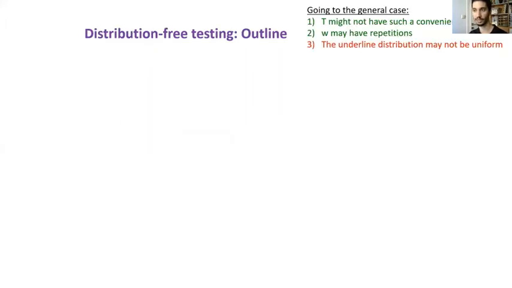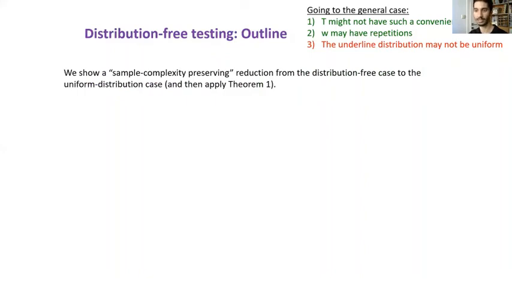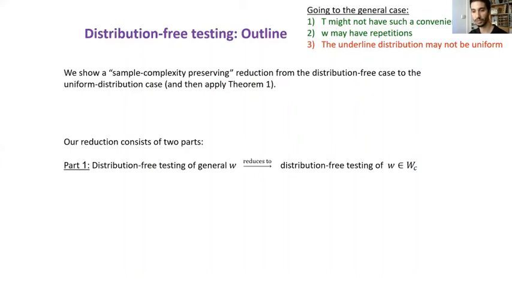We now address the final issue. We show a sample complexity preserving reduction from the distribution-free case to the uniform distribution case. Again, I will not say the details of this reduction, but only provide an outline. So our reduction consists of two parts. In the first part, we reduce distribution-free testing of general words to distribution-free testing of words in W_C, which is a specific set of words. It is the set of all words that do not contain consecutive equal characters. For example, 1212 lies in this family W_C, but 15523 does not because of the consecutive equal symbols here.